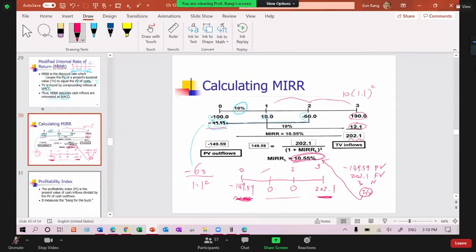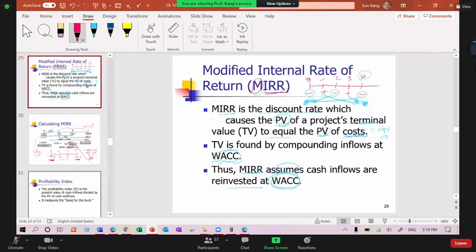So MIRR is not difficult. All you have to do is change all negative cash flows to the present and change all interim positive cash flows to the end. As I said, if the last cash flow is negative, then when you move this negative to the present, there's nothing there, but you still have to move a positive cash flow to year 4, right? Very important, because this is a 4-year project, not a 3-year project.